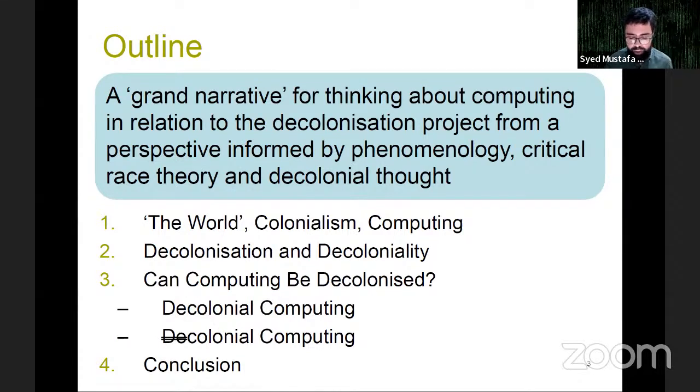I then go on to explain what is and what is not, or should not be, meant by decolonization and decoloniality, briefly set out the project of decolonial computing, and offer two different answers to the question, can computing be decolonized? Concluding by briefly outlining what is perhaps a rather radical stance to contemporary developments within computing and cognate phenomena. Let me turn now to set out the first of my terms, the world.